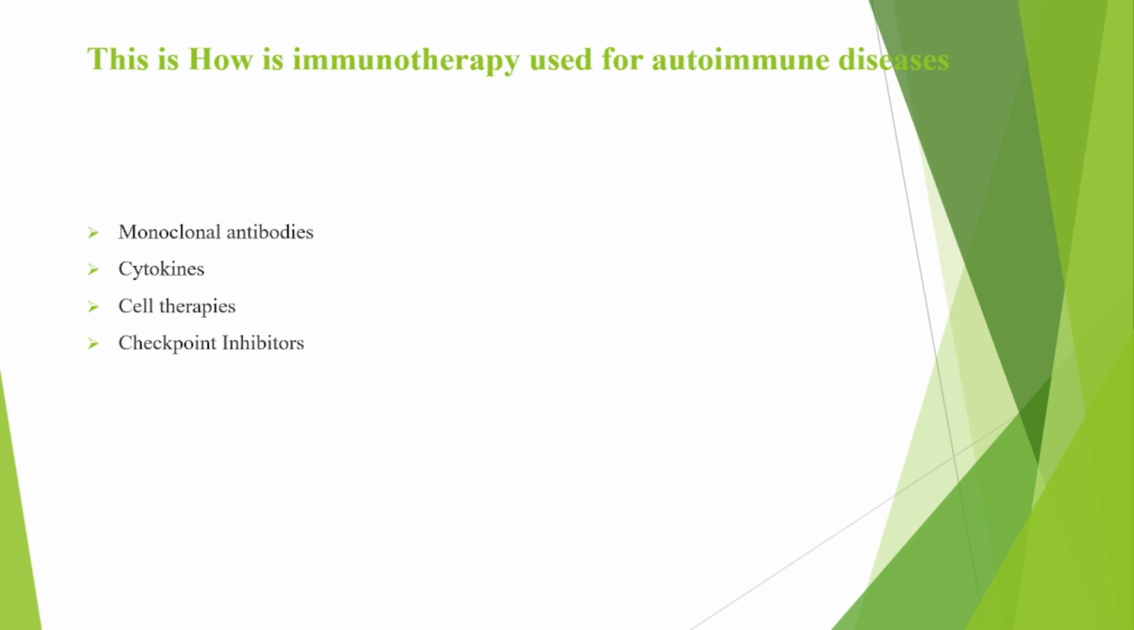Cell therapy. These therapies involve modifying a patient's own immune cells to make them more effective at fighting disease. For example, T cells can be engineered to target specific immune cells involved in autoimmunity. Checkpoint inhibitors rebalance the immune response by moderating immune checkpoints.